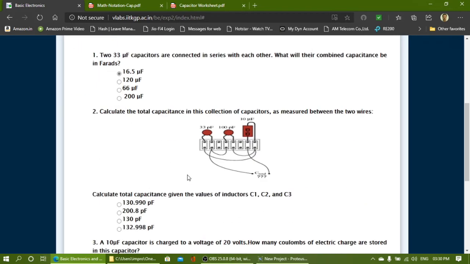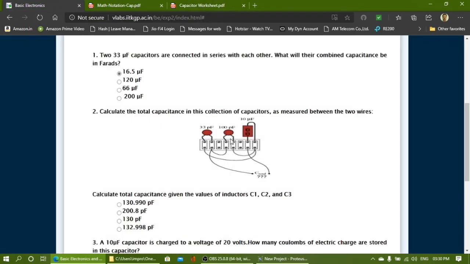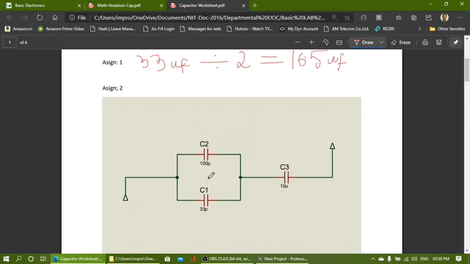Now the second question is, calculate the total capacitance in this collection of capacitors measured between the two wires, that means here to here. So for your better understanding, I already made the simplest design of this three capacitor network, where C1 and C2 are connected in parallel and again connected with C3 in series. So we have to find the effective capacitance from this point to this point.